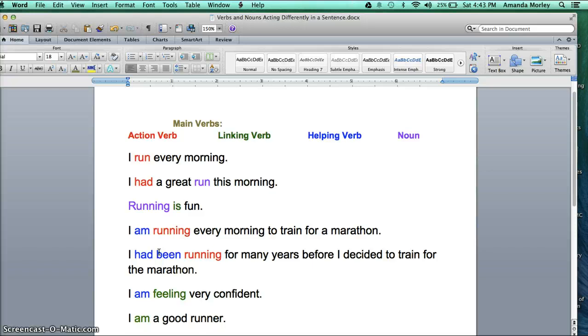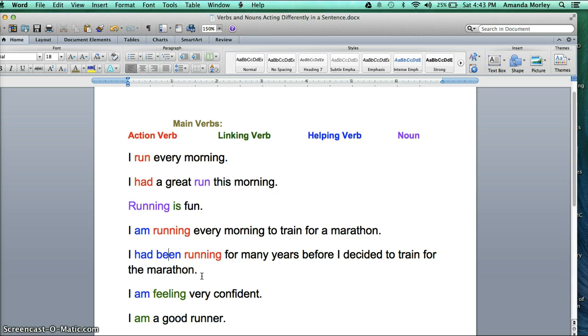I am doing it right now. I am running every morning to train for a marathon. So it's telling me, it's giving me the tense. This is present tense. I'm doing it right now. Okay? All right, but for example, I could change that and I could say, I had been running for many years before I decided to train for the marathon.